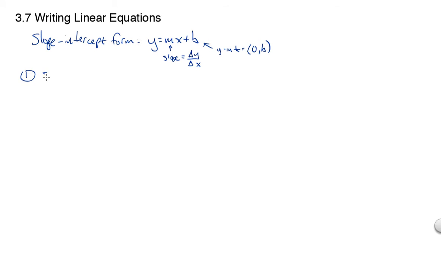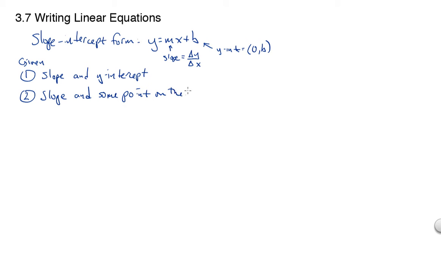The first type is if you're given the slope and the y-intercept, guess what? You can just plug them in. We're then going to take a step removed from that. So what if we're given the slope, but not the y-intercept, but just some point on the line? Well, then we have to use that point on the line to get the y-intercept from that. The third case is one more step removed.